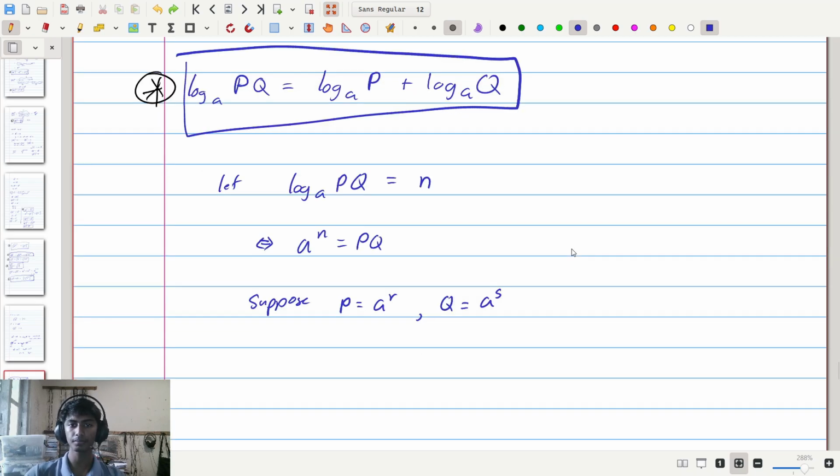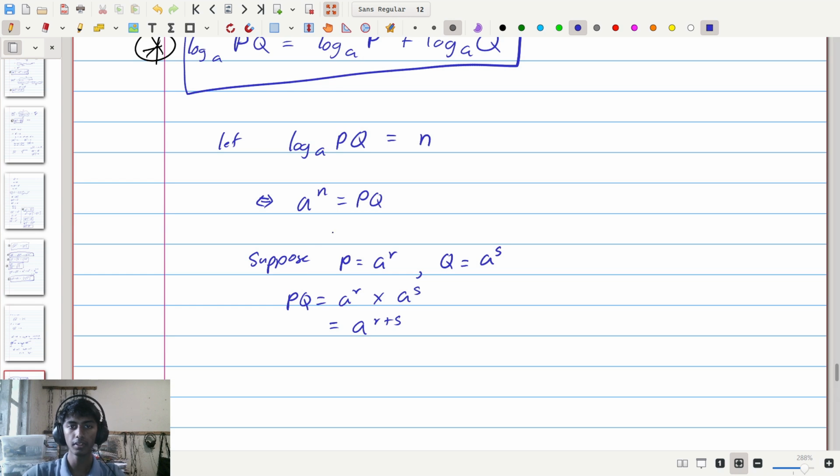So in this case, pq is a to the r times a to the s, which is a to the r plus s. We all agree on that, right? Okay, it's correct. So then, from this equation, which I'll label 1, and this equation, which I'll label 2, we can see that a to the n is equal to a to the r plus s, which means that n is equal to r plus s. So what are n, r and s? Well, we already have that n is equal to log base a of pq.